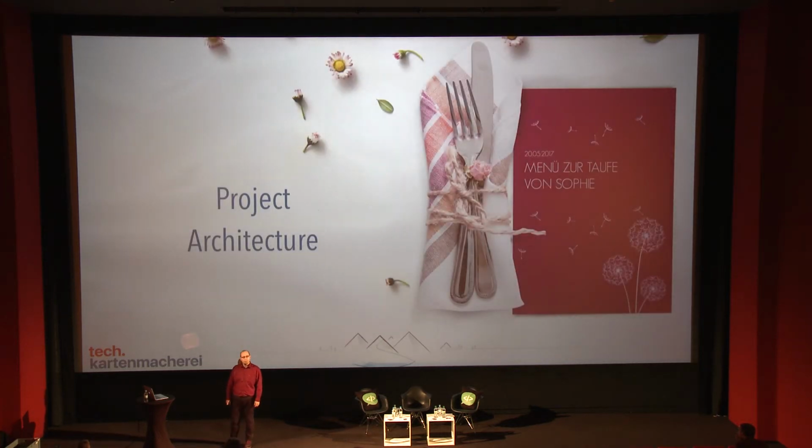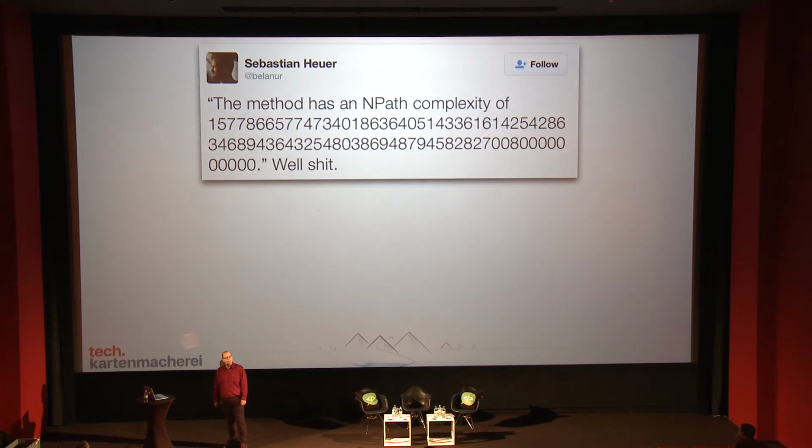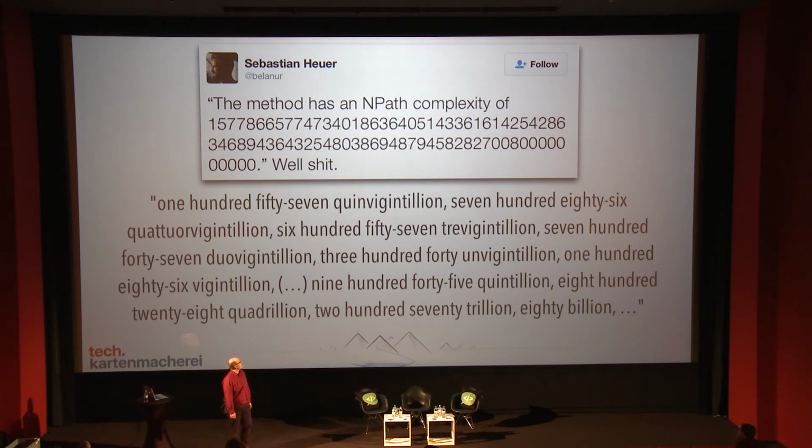But first, let's talk about the project architecture and what we have there. We started with a big monolithic system, which was extremely slow and extremely complex. So we said we have to change something. There's a nice quote from my colleague Sebastian about one of our biggest files. The complexity is that big, and he even tried to name it. That's the name we came up with. I think 4 or 5 platforms didn't even have a name for these numbers, so it's far too huge.